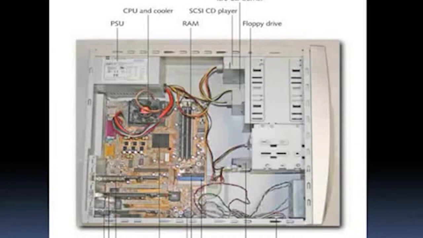Now we're going to look at the actual parts inside a computer. Right here you have your PSU, also known as your power supply unit. This right here is your CPU, and there's a fan on top of it, sometimes referred to as the cooler. And then you're going to see you got your RAM slots here.